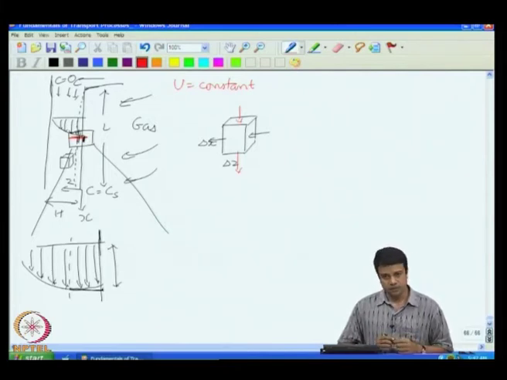So, this is the problem. I will do the shell balance in the next lecture and then solve it and get a solution for this, and hopefully from that we will get our first correlation between the Nusselt number and all of the other parameters in the problem. So, we will see that in the next class.